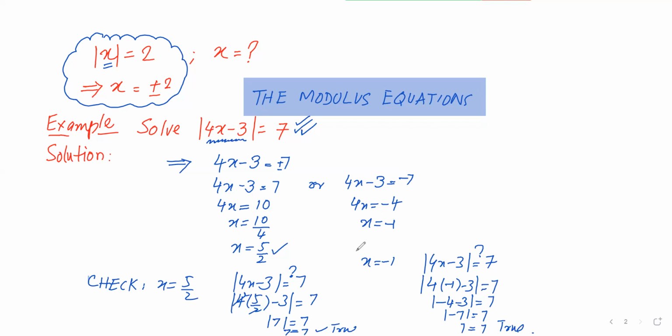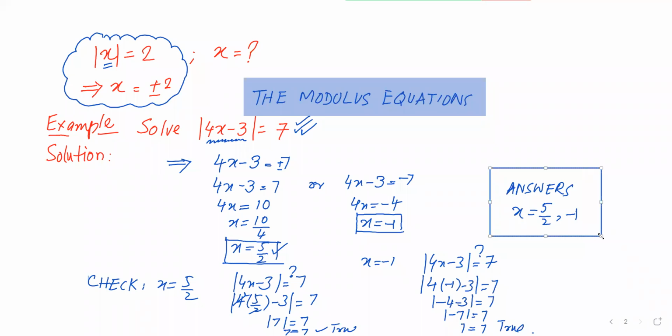So both answers which we obtained from these two linear equations are satisfying the given modulus equation, and hence after verifying, you can write the answers for this question: either x is equal to 5 upon 2 or x is equal to minus 1. So remove the modulus sign and write plus minus, and check in the end in the given equation.